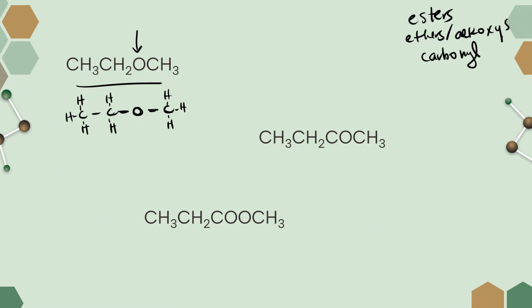What are we going to call it? We're going to start with our shorter chain. This is going to be meth. Our oxygen is oxy, and then I've got 2 carbons over here. So this is ethane. This is methoxyethane. It's an ether or an alkoxy.